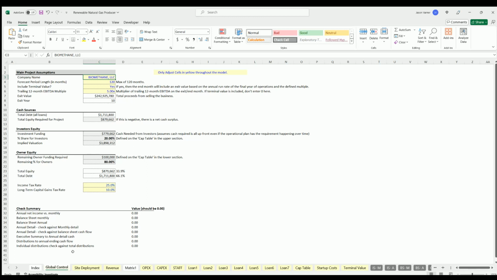I'll go through each tab and explain how it works. This is a full financial model with a three-statement integrated model, discounted cash flow analysis, income statement, balance sheet, cash flow statement, and all kinds of stuff. So let's jump into it.